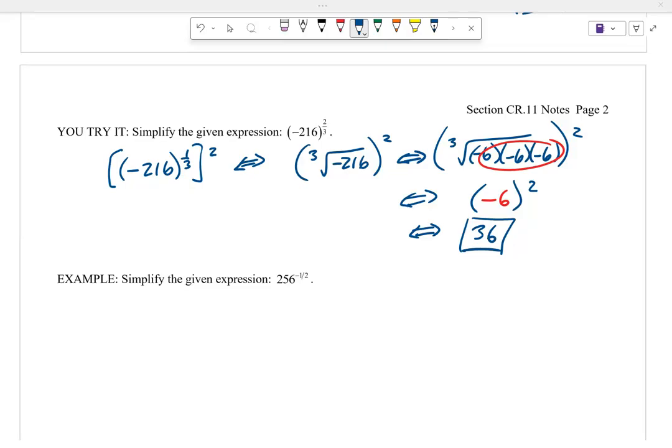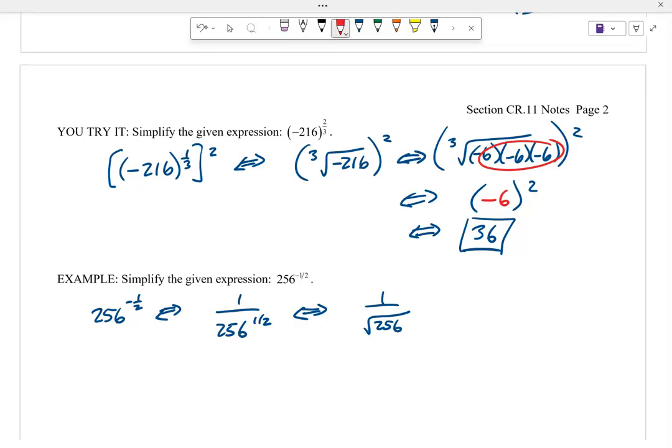And we'll move on to 256 to the negative 1/2. Notice I have a negative exponent, right? And if you remember, a to the negative n is 1 over a to the n. So I'm going to use the fact that 256 to the negative 1/2 is 1 over 256 to the positive 1/2. And if that's a 1/2 power, that means I'm taking a second root, or a square root, of 256. Again, we don't put the little 2 there when it's just a square root. We assume that you know that's a second root.